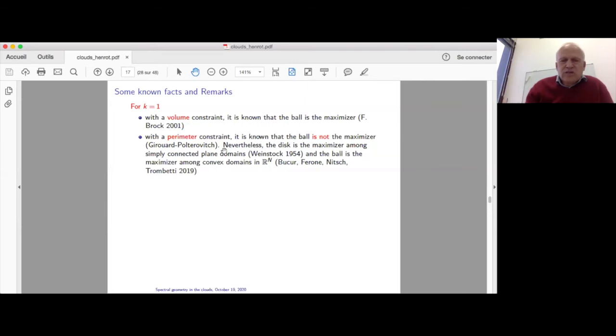When you restrict the class of domains, for example, to the class of simply connected plane domains, this is a very old result by Weinstock. It claims that the disk is indeed the maximizer with a perimeter constraint. And this has been recently generalized to any dimension by Bucur, Ferone, Nitsch, and Trombetti when you restrict to convex domains. So the maximizer of sigma 1 with a perimeter constraint in the class of convex domains is the ball in any dimension.